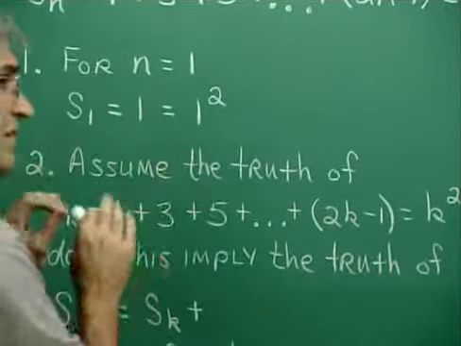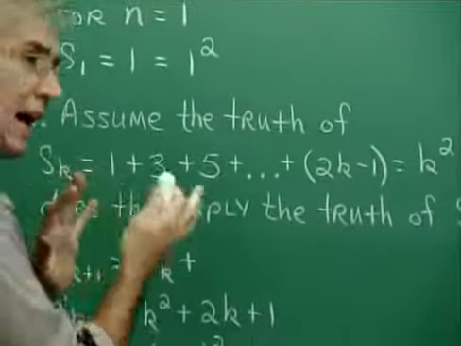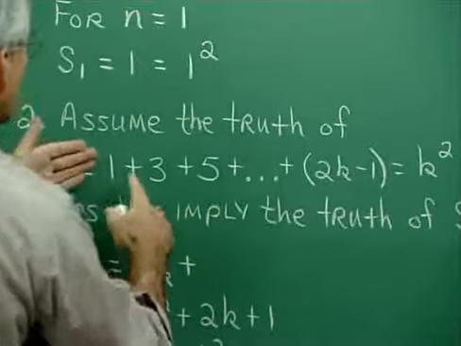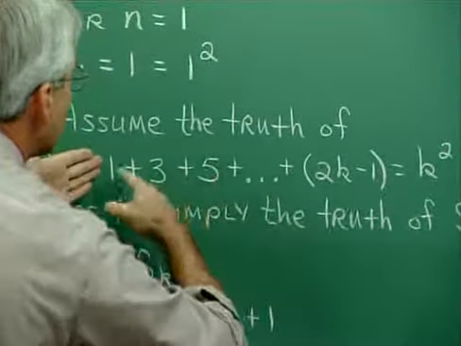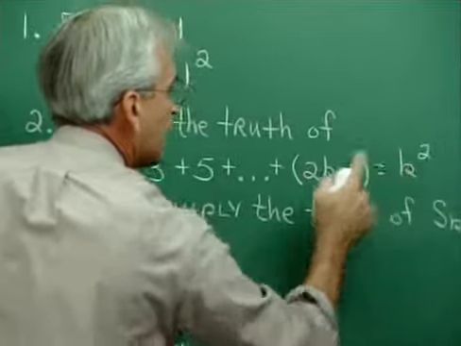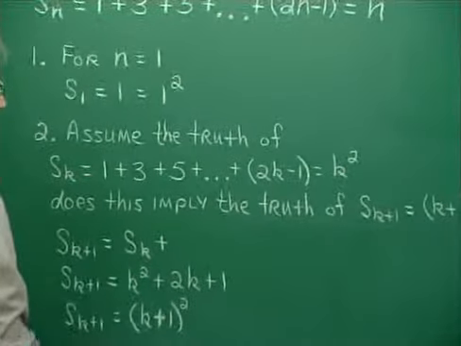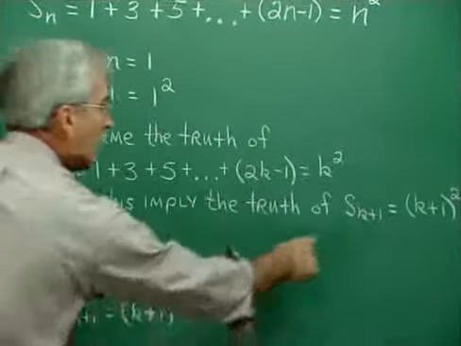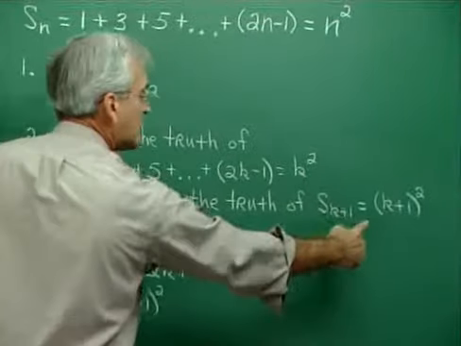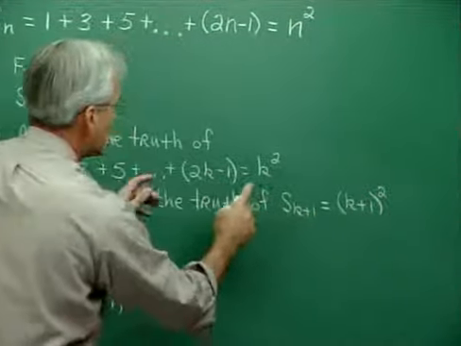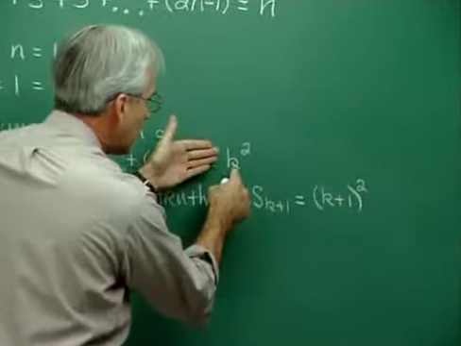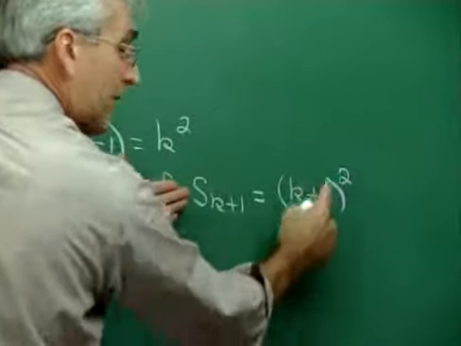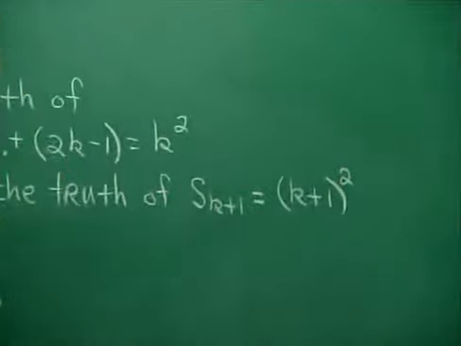Then we assume the validity of the kth item. That is, we assume the truth of s subscript k: the sum of these k items is equal to k squared. Now, does this idea imply the truth that the sum of k plus 1 items is equal to k plus 1 squared? Now notice the idea that if this is s subscript k, then s subscript k plus 1 means replace the k with k plus 1 and we have k plus 1 squared. Okay, so that's the idea.